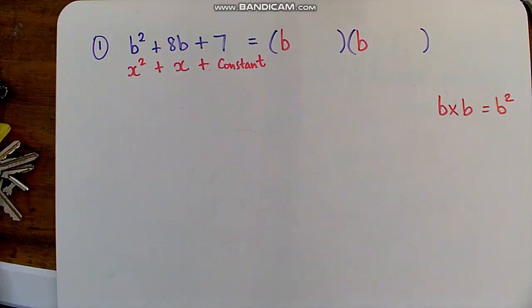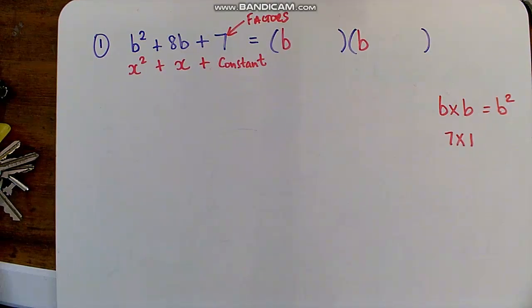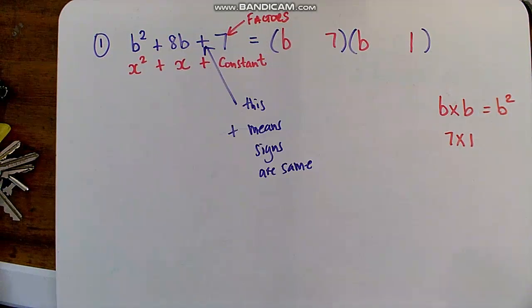Then I'm going to look at the 7 and find factors of 7. Factors of 7 are 7 times 1. 7 and 1 are the only factors because 7 is a prime number. Then you're going to look at the sign, the plus. This plus means that the signs will be the same.